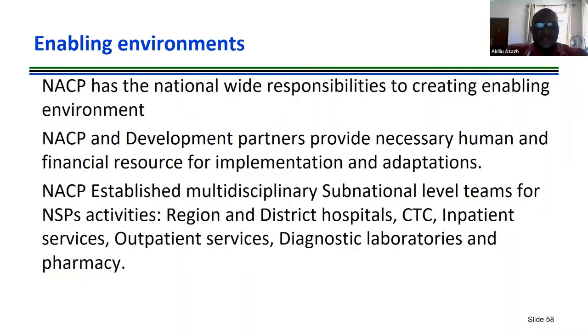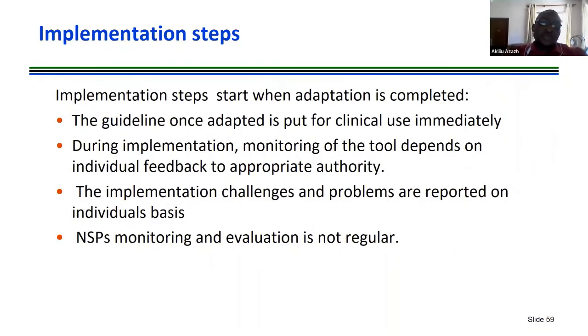This multidisciplinary or subnational level team facilitates the implementation and enabling environment in order to make sure that guidelines are implemented. This includes regional and district hospitals, the CTC, inpatient and outpatient services, diagnostic laboratory, pharmacy, etc. There are so many sections, so this just mentions a few.